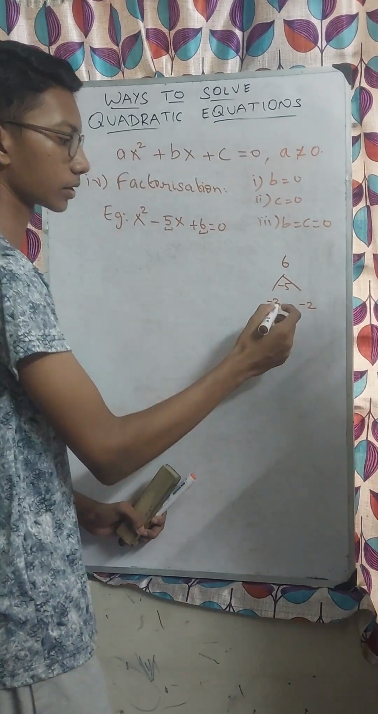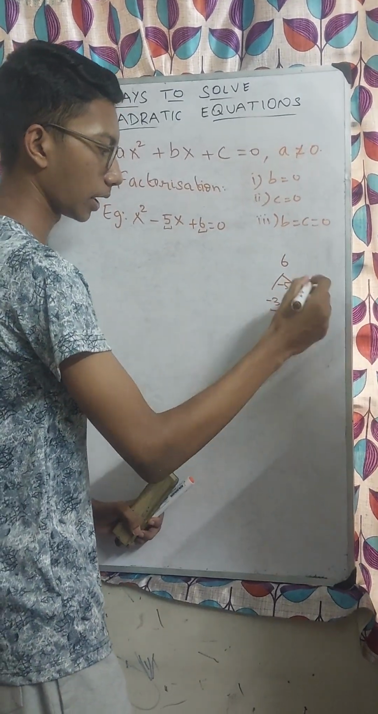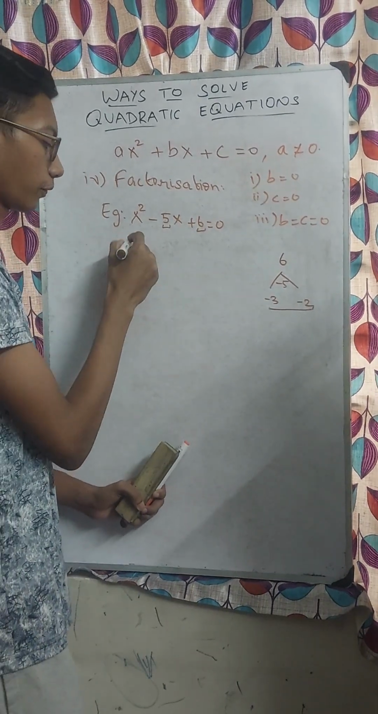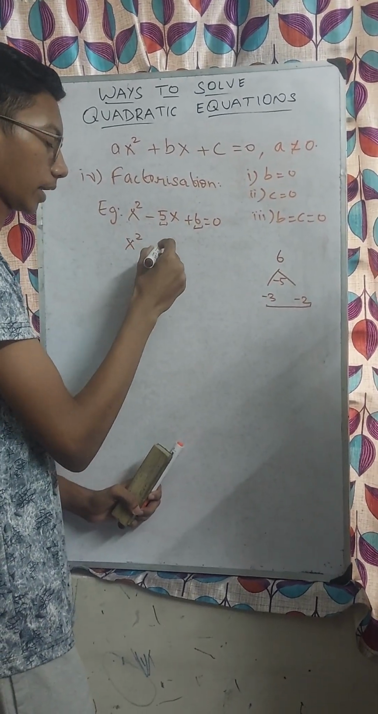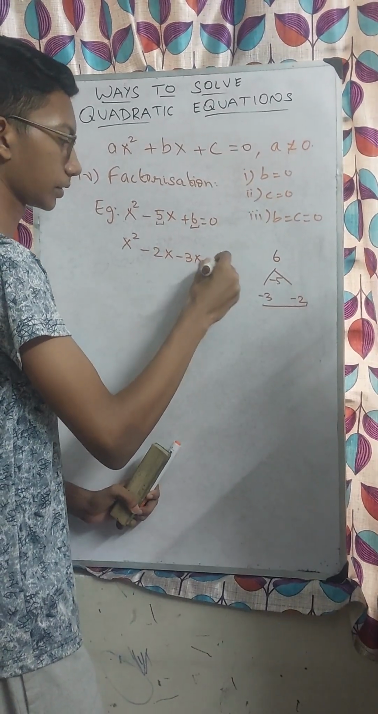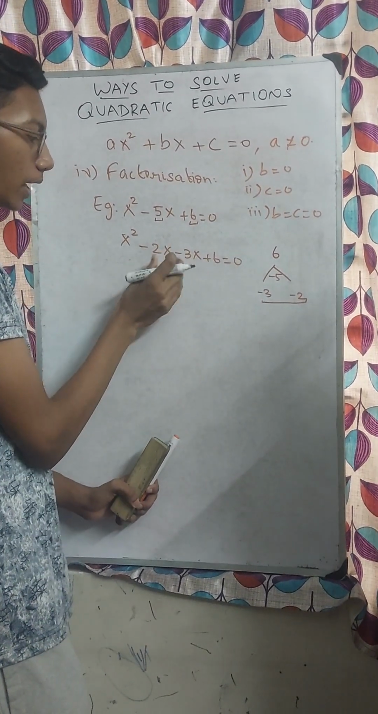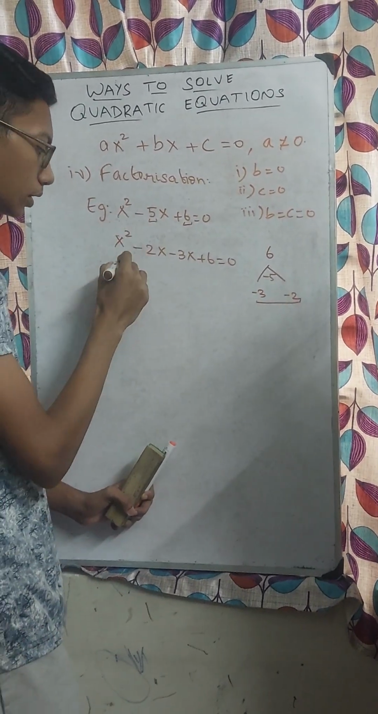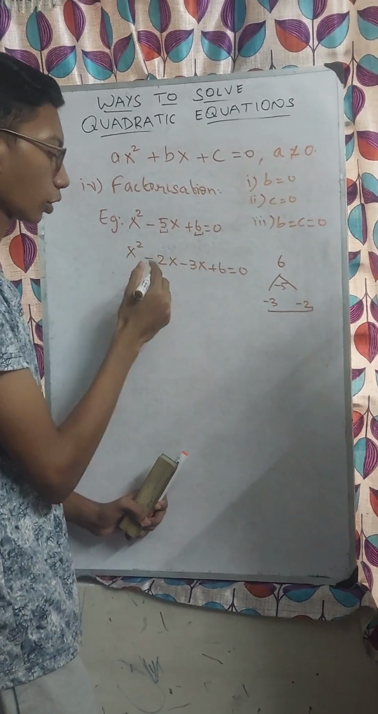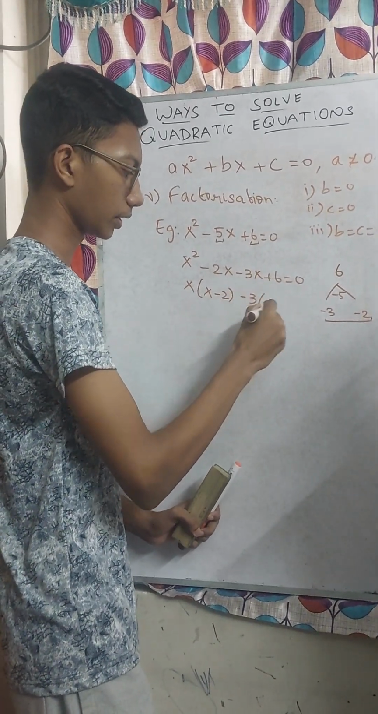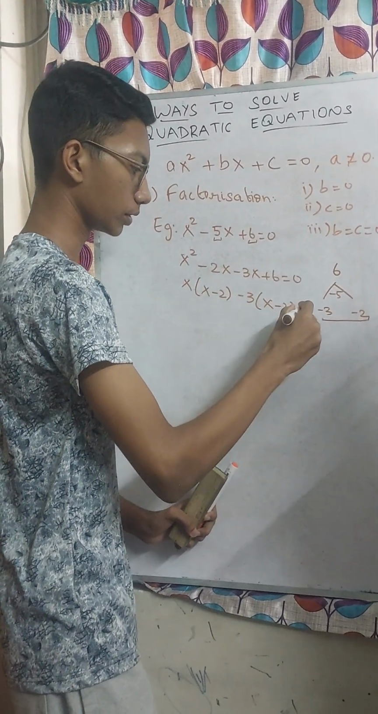These are the two numbers. If we multiply, we will get 6. And if we add, we will get minus 5. So we need to factor it like this. x square minus 2x minus 3x plus 6 equals 0. If we add these two, minus 2x and minus 3x, we will get minus 5x. So we need to take the common terms from here. x times x minus 2 minus 3 times x minus 2 equals 0.